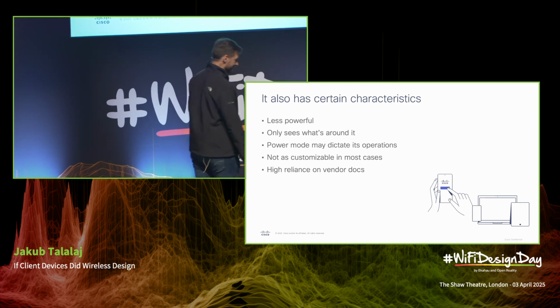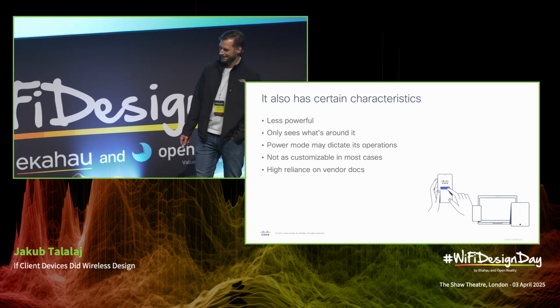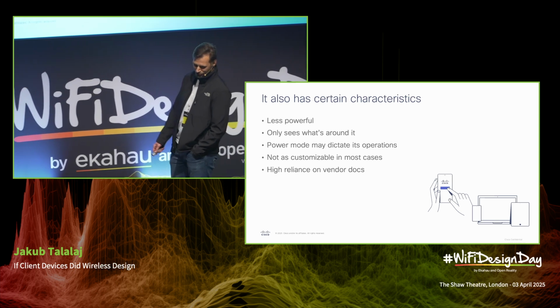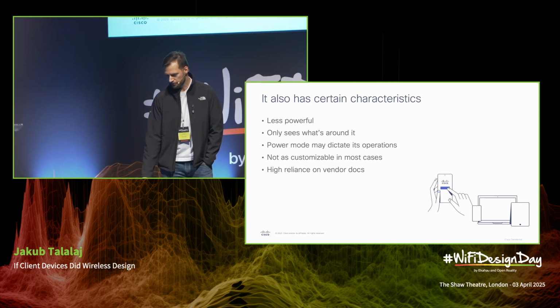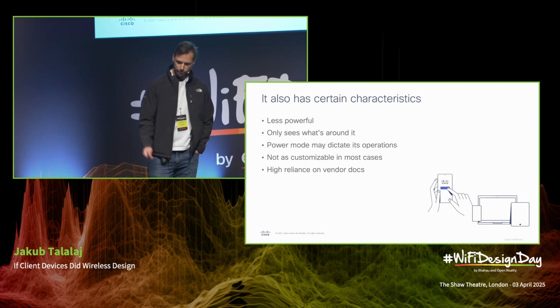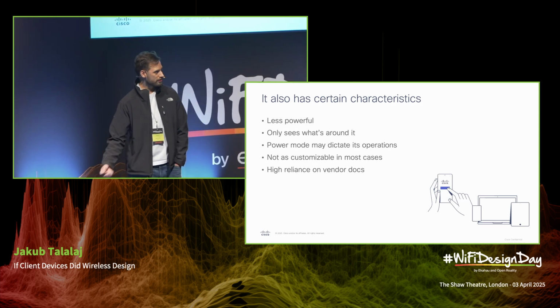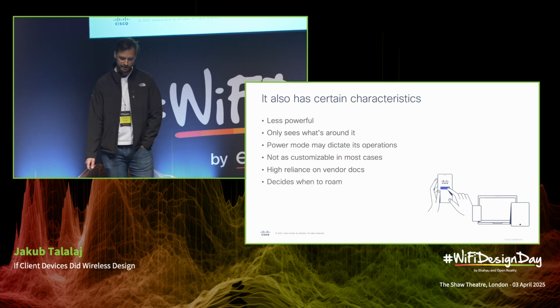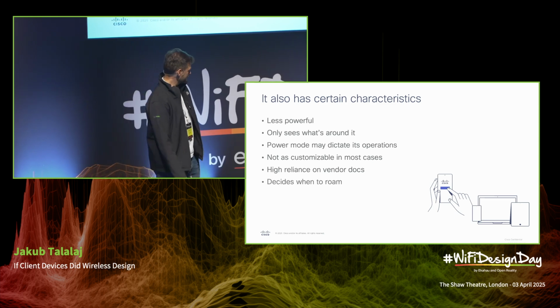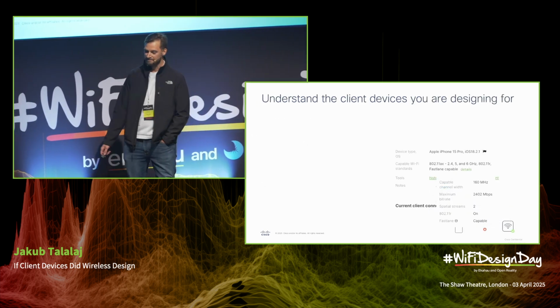I work for the vendor, and vendor documents are hit and miss, right? Some vendors do amazing documentation, some don't. But if you're working with Apple, for example, they tell you exactly what the roaming thresholds are, what AP candidate it will use, what it prioritizes to select an AP. So based on the data from the vendor, we can do a very nice design. And last thing that the client does, it decides when to roam, because roaming is a client device decision.